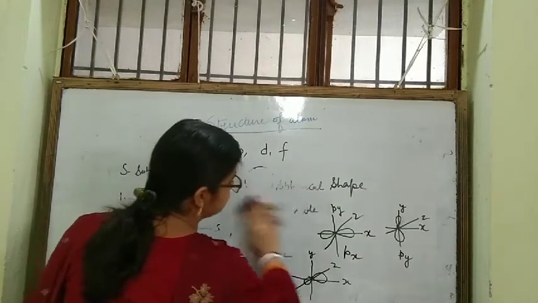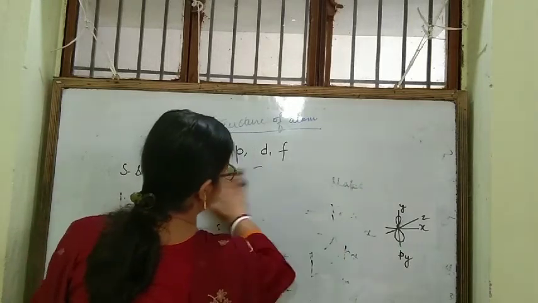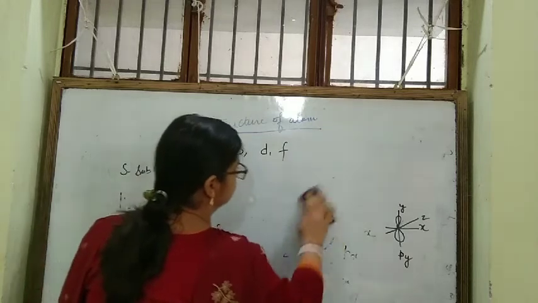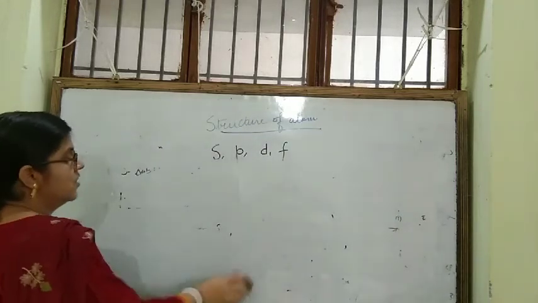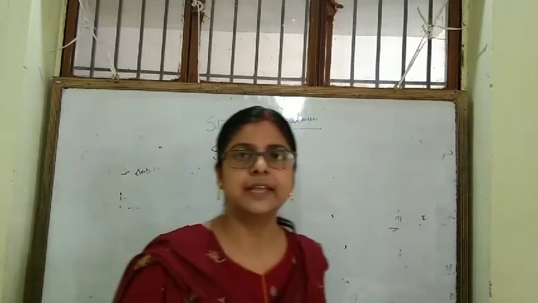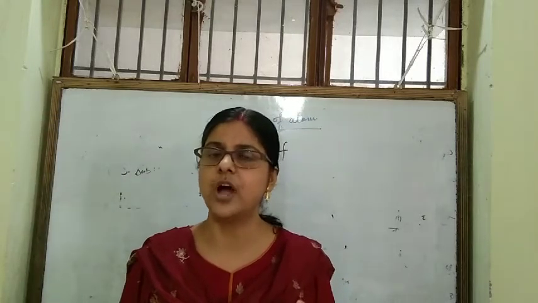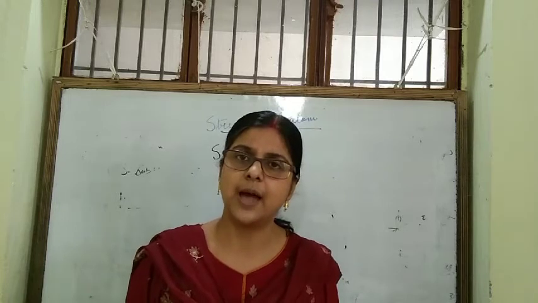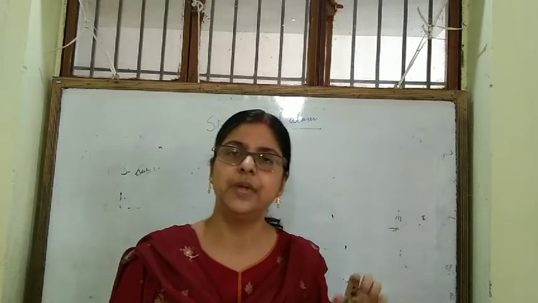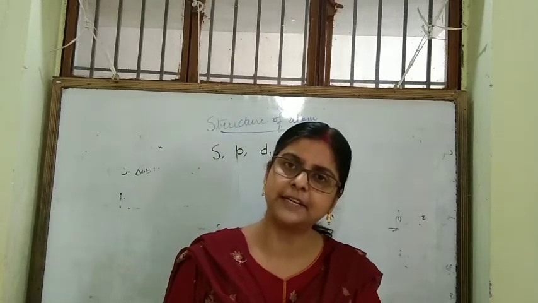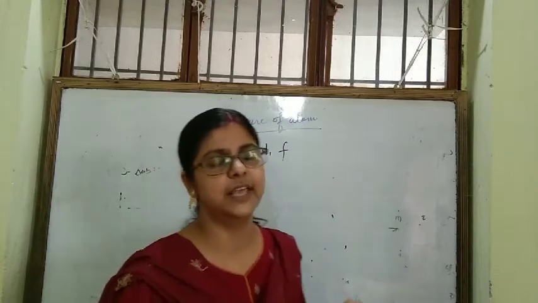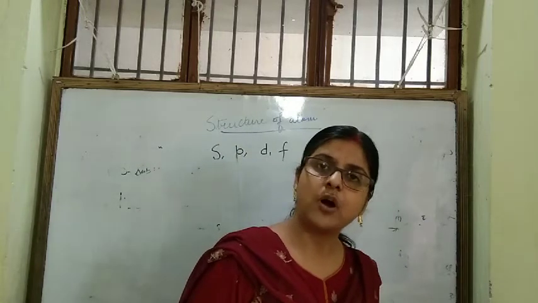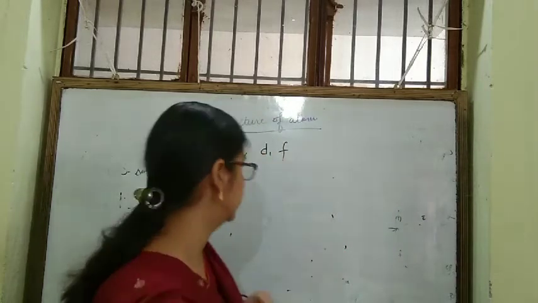Now we will be discussing d subshell. What I have told is that s subshell has got only one orbital, having spherical shape. P subshell has got 3 orbitals, px, py, pz, having dumbbell shape. Now we will be discussing the orbitals of d subshell.